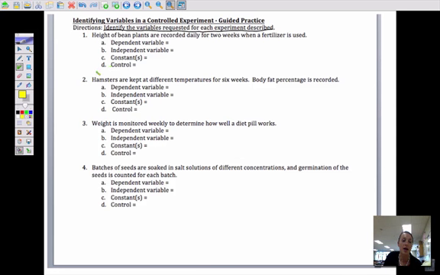If I need to find the dependent variable, I need to ask myself, what am I measuring? What am I testing? So when I read it again, height of bean plants is recorded daily, I'm recording the height of the bean plants. I'm measuring that. So that's going to be my dependent variable. When I need to find my independent variable, I need to ask, what would affect the height of the plants? And it looks like the use of fertilizer.